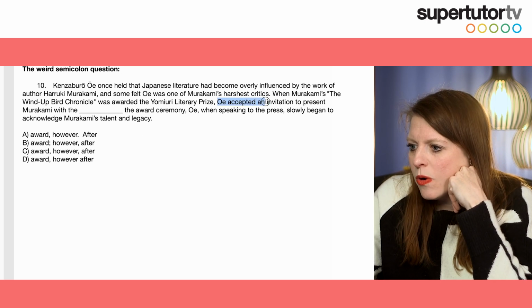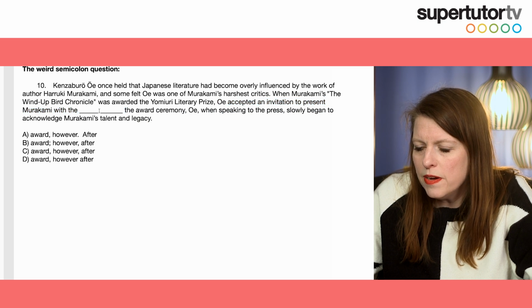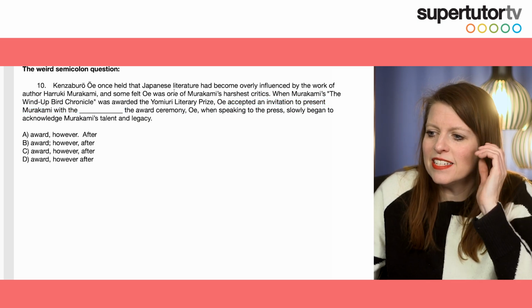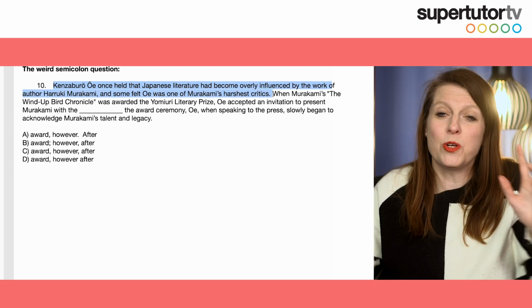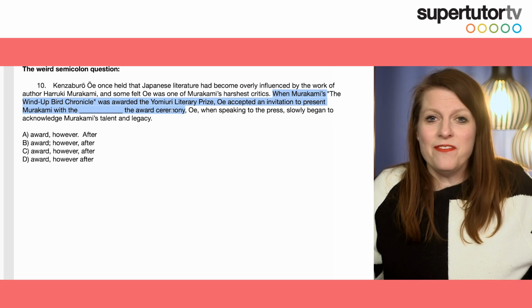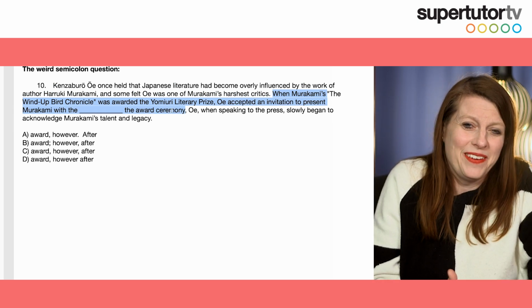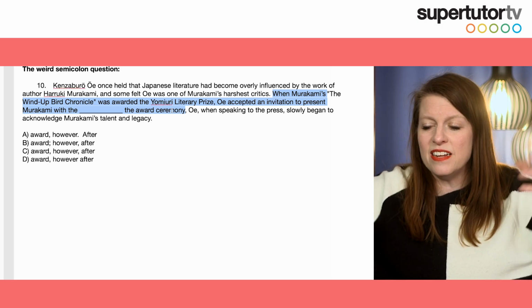So you can see here, Oi accepted an invitation to present Murakami with the award. The contrast in the sentence actually, I think, comes between this sentence, which is saying that Oi is a total critic, and then this says, Oi accepted an invitation to present the guy with a big award. Right? Do you see the contrast between those 2 statements? That's, to me, where the biggest contrast in the sentence is.